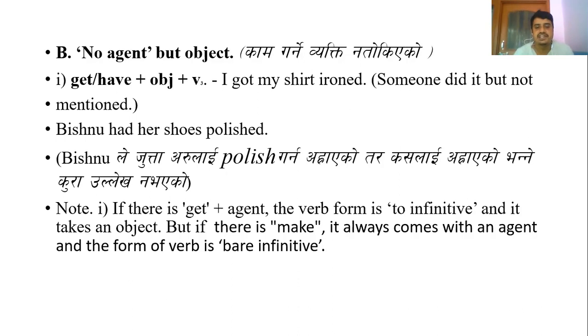Note: if there is get plus agent, the verb form is to-infinitive and it takes an object. But if there is make, it always comes with an agent and the form of verb is bare infinitive or verb 1.